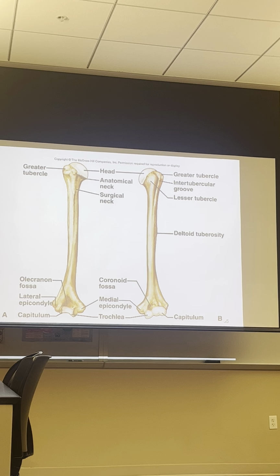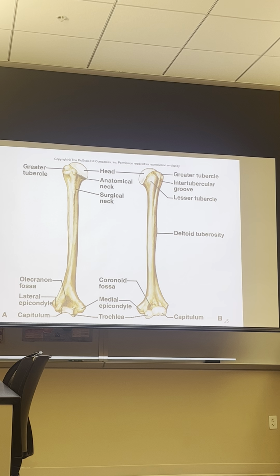All right, let's take a look at the upper limb. So there is your arm and your forearm, right? So this is your arm and this is your forearm. The bone of the arm is the humerus. You've got the head of the humerus, and then you've got these two large bumps.